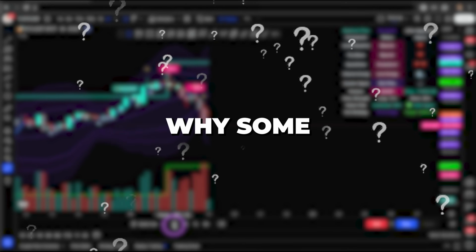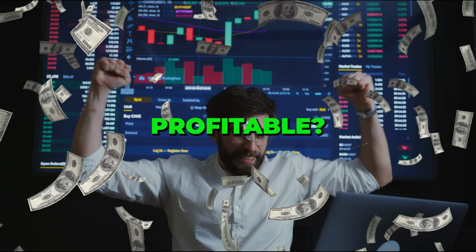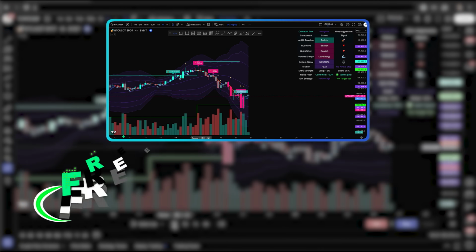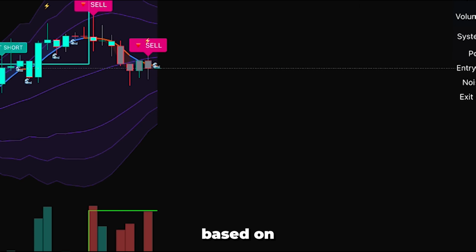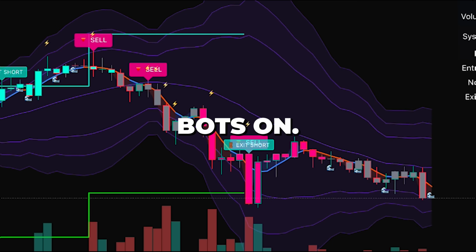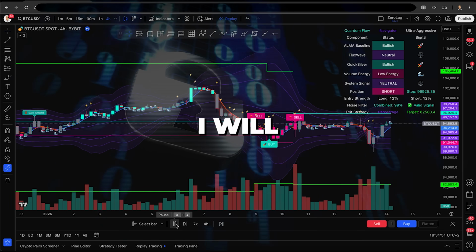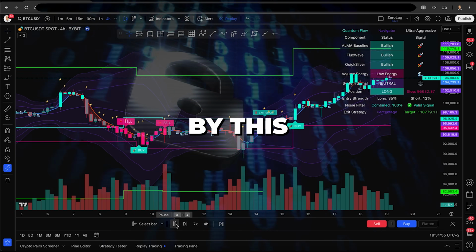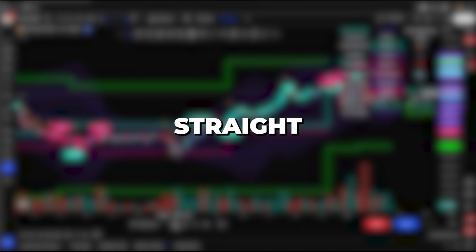Ever wondered why some traders are consistently profitable? Well, today we're going to be looking at this indicator here, which I'm going to be giving away free and open source, which is based on one of my trading strategies that I've trained all of my bots on. And if you stick around to the end, I will reveal why 90% of hedge funds swear by this secret. So let's get straight to it.